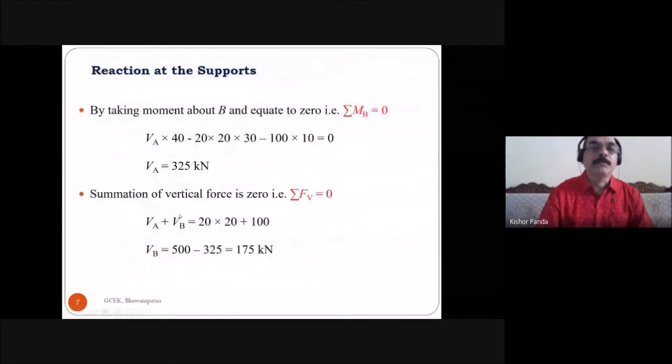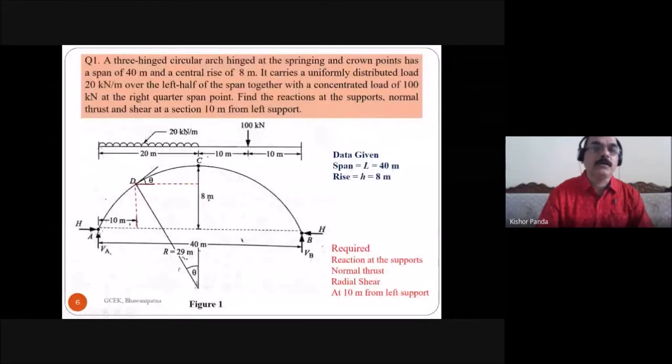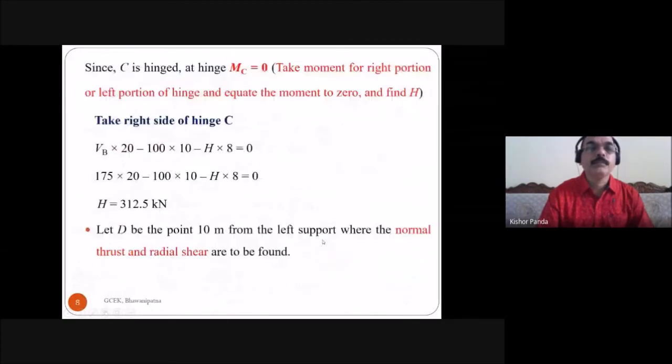Then this is the vertical reaction at A, and this is the vertical reaction at B. But you have to find the horizontal reaction by taking the moment at the crown is equal to 0, MC is equal to 0. You have to find what is the horizontal reaction at A or B. Since C is hinged, at the hinge MC is equal to 0, so take the moment for the right portion or left portion of the hinge and equate the moment to 0, and find H.